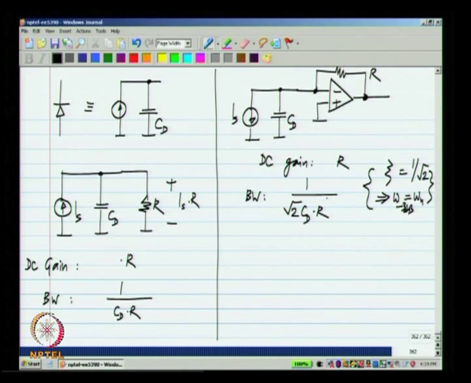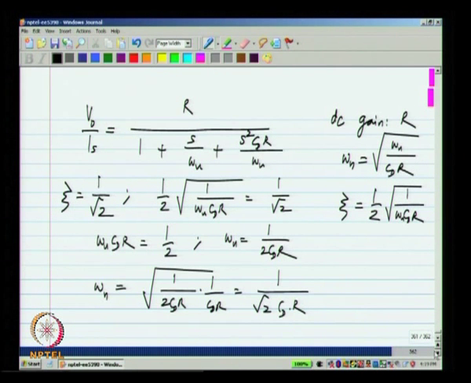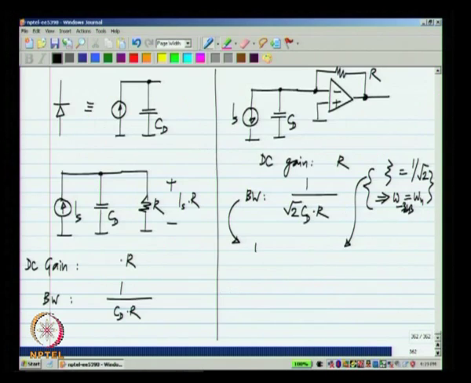First of all, it looks like the bandwidth has reduced. By the way, to get this particular bandwidth and in particular this particular damping factor, we need to use an op amp whose unity gain frequency is 1 over 2 times C_D times R. Okay. In fact, it is not a good idea to use an even higher unity gain frequency for the op amp. We will see that it will result in a smaller damping factor or a lot of ringing.